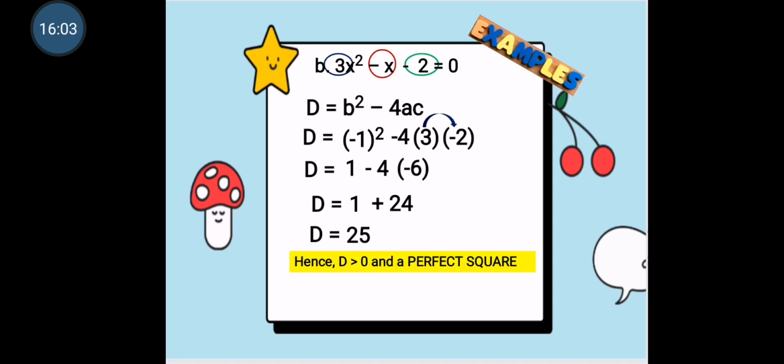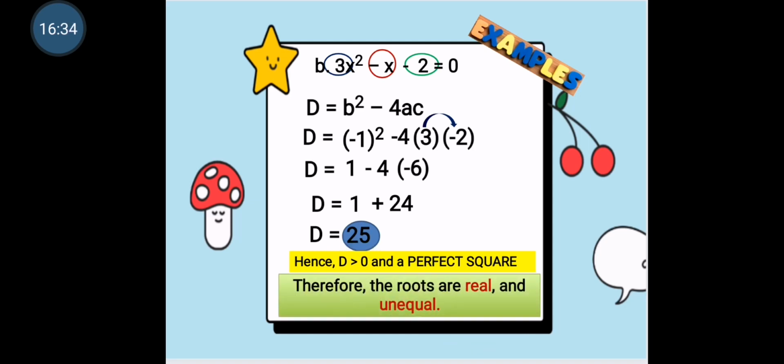Kung mapapansin natin, ang discriminant natin this time is greater than 0 kasi ang 25 mas malaki po yan sa 0. So, kaya greater than 0. At the same time, 25 is also a perfect square. Ibig sabihin, if we're going to get the square root of 25, so, ang makukuha po natin is two possible roots. It's either positive or negative 5. So, ano mangyayari kapag ang discriminant ay greater than 0 and a perfect square? So, lagi pong tandaan, ang nature ng roots ay magiging real and unequal.